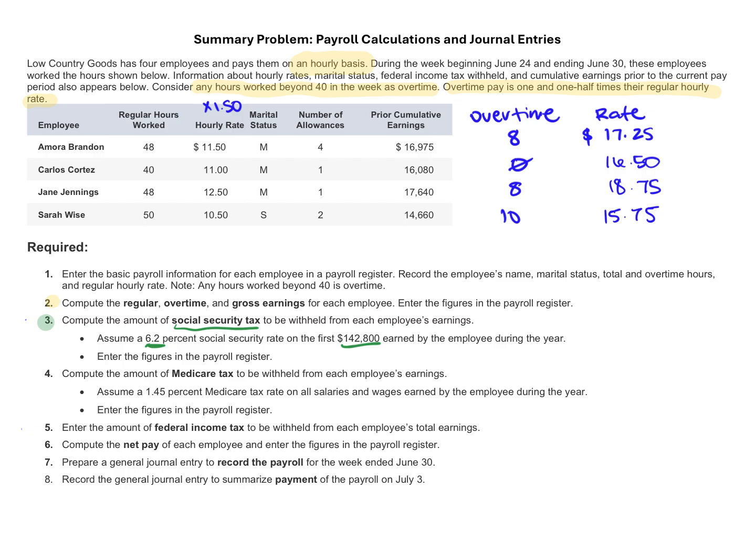All right, so let's go ahead and do that, and we'll be multiplying an employee's gross pay, which includes any overtime, and we're multiplying it by 0.062, which is 6.2% as a decimal in a calculator.